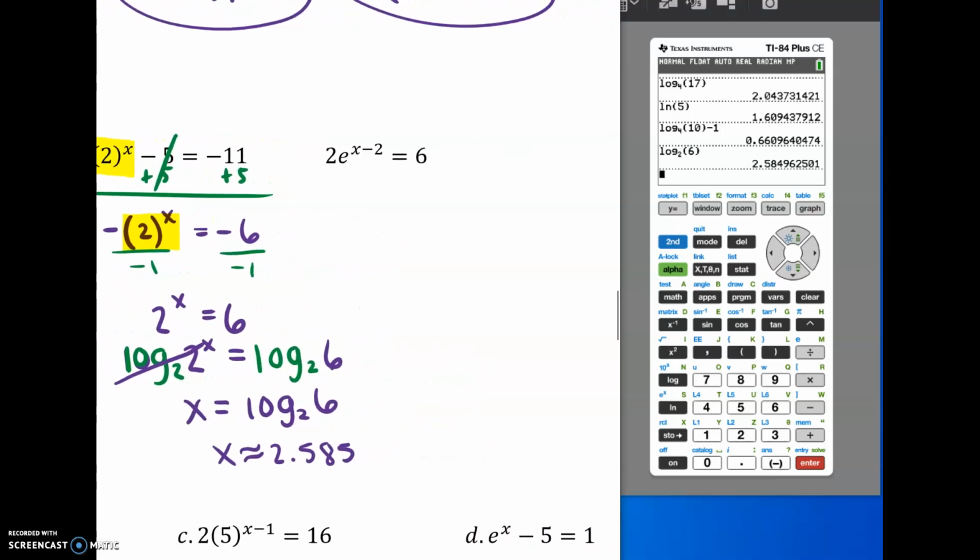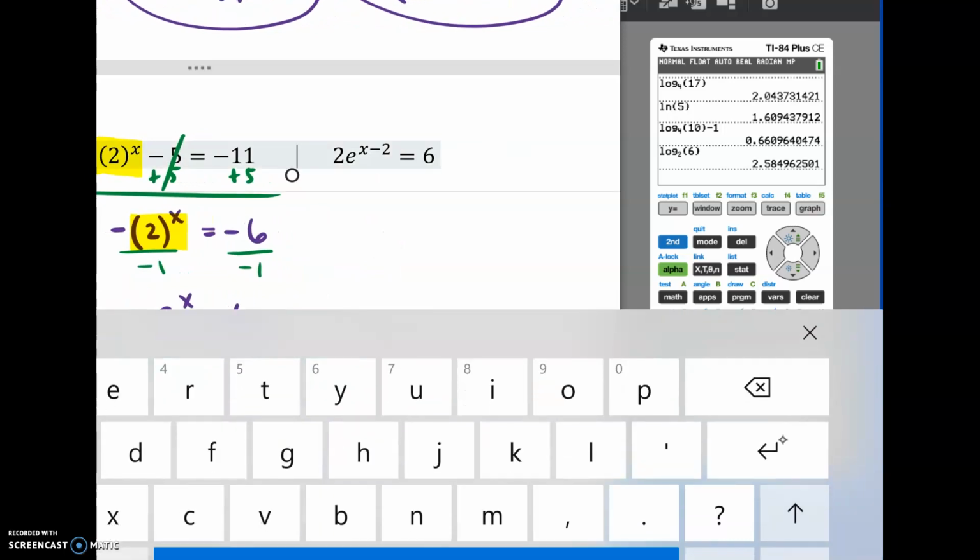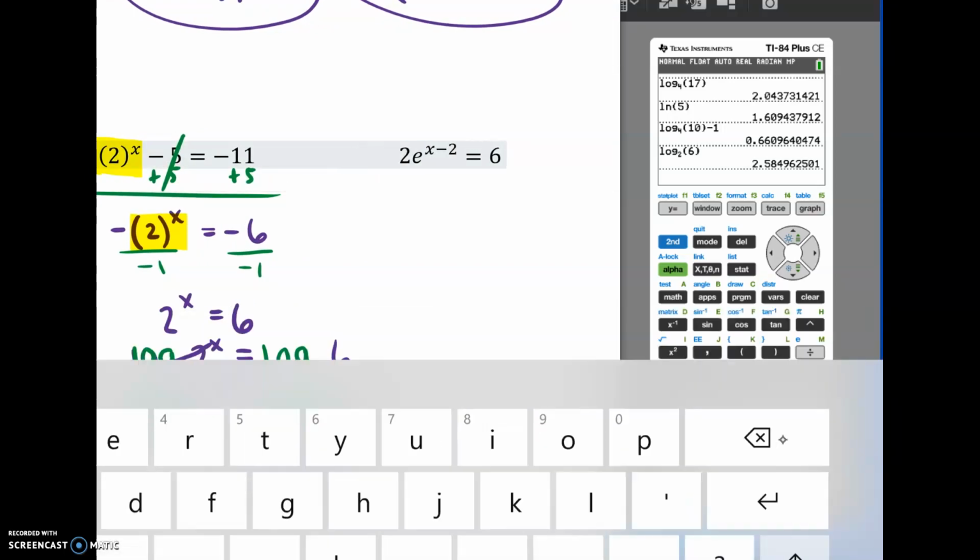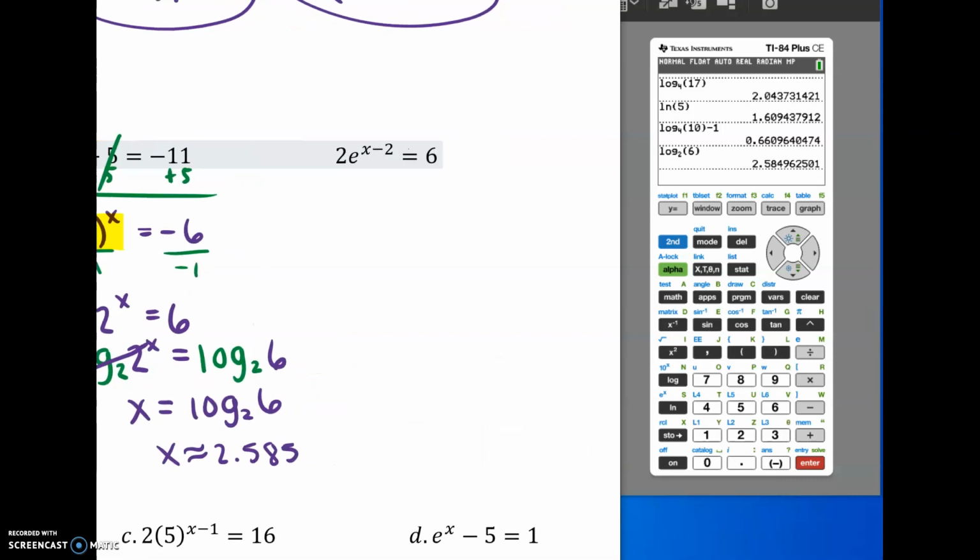All right, guys, one more. Let me get us some space here. So we've got 2 times e to the x minus 2. So light bulbs should be going off thinking, okay, e, I need to use the natural log. But before I can do that, I need to get rid of that 2 out front because I just need e to that exponent right now. So I'm going to go ahead and divide by 2 on both sides. 2 divided by 2 is 1, so you're left with e to the x minus 2 equals positive 3.